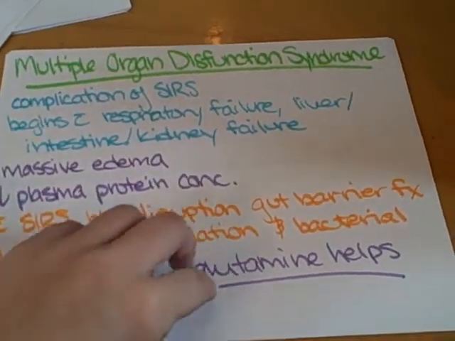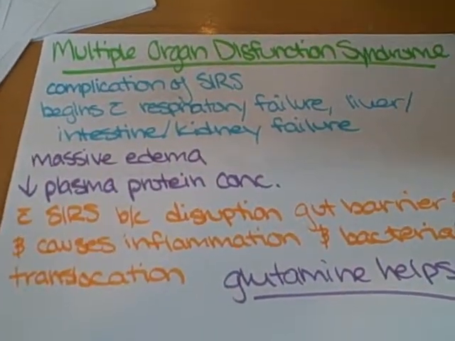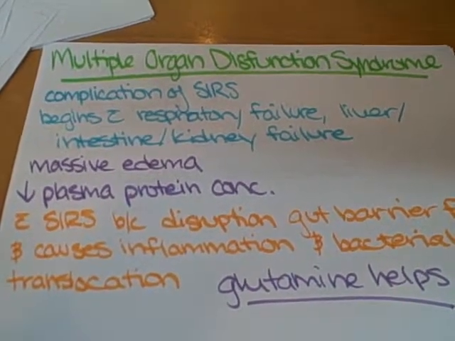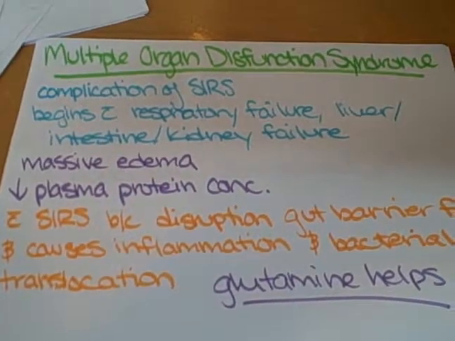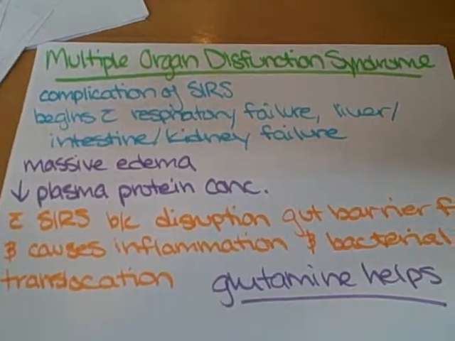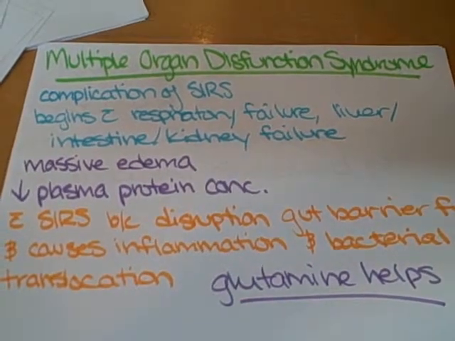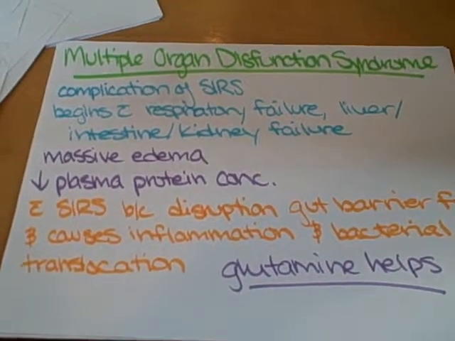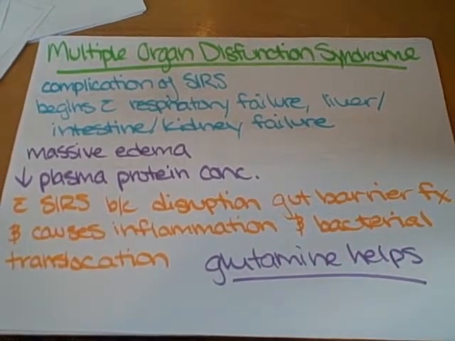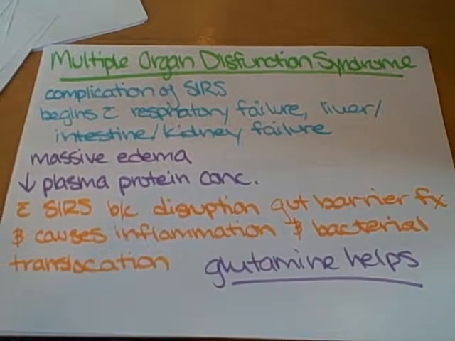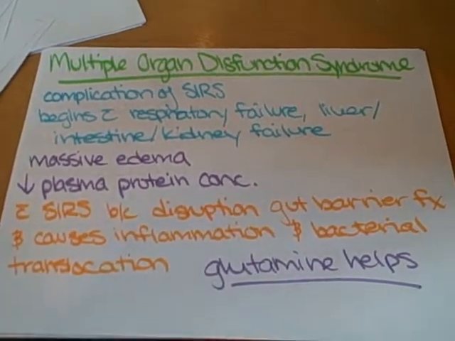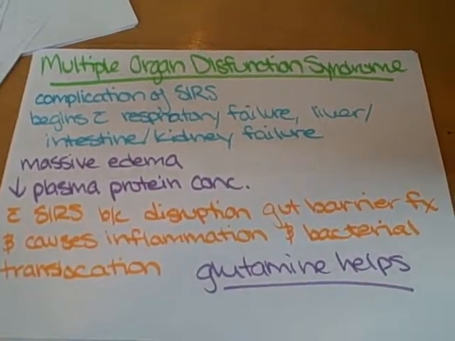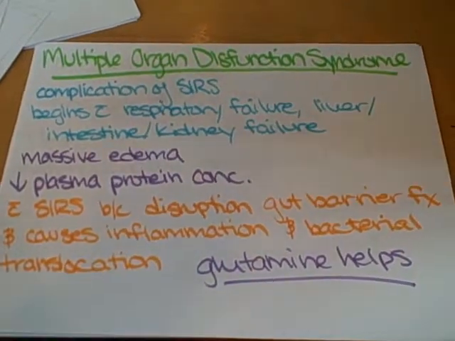Multiple organ dysfunction syndrome is a complication of SIRS. It begins with respiratory failure, and then it'll progress on to liver, intestine, kidney failure. Some complications are going to be massive edema, and you are going to see a decreased plasma protein concentration. It's seen with SIRS because of the disruption of the gut barrier function, and it's going to cause inflammation and possible bacterial translocation. And for this, you can supplement with glutamine, and that'll help.